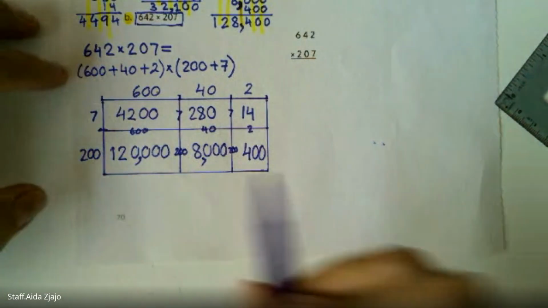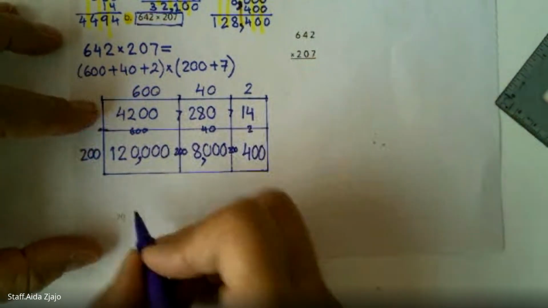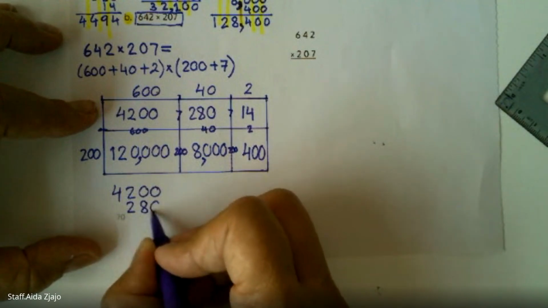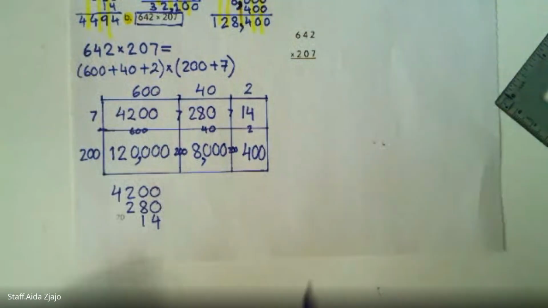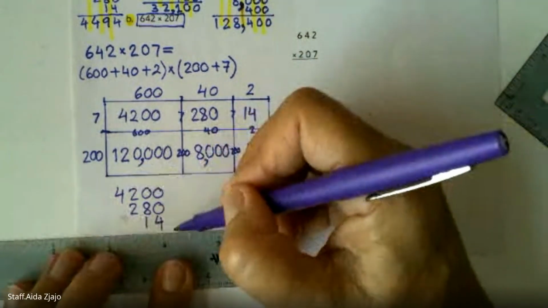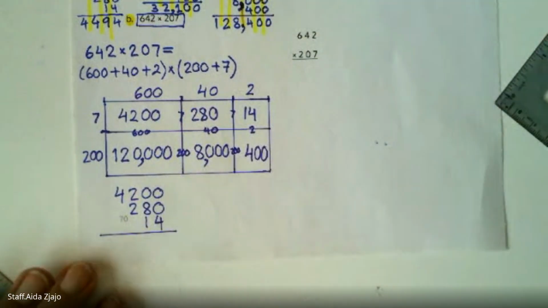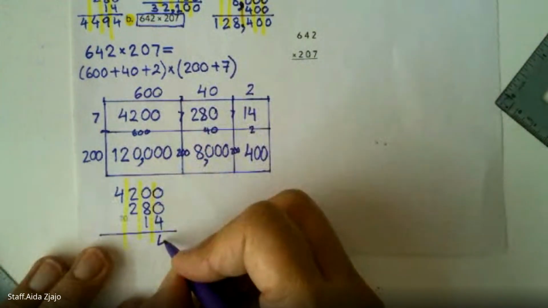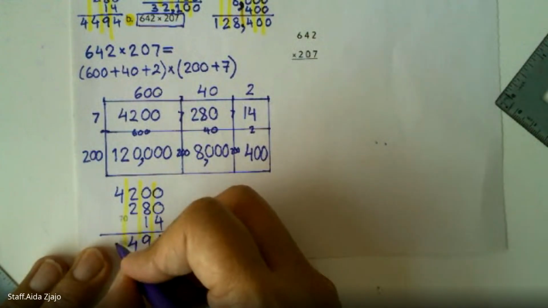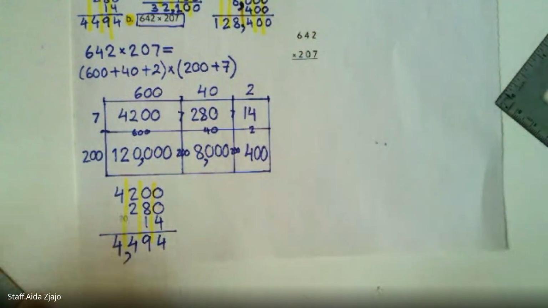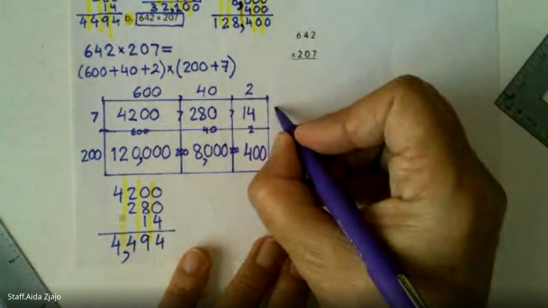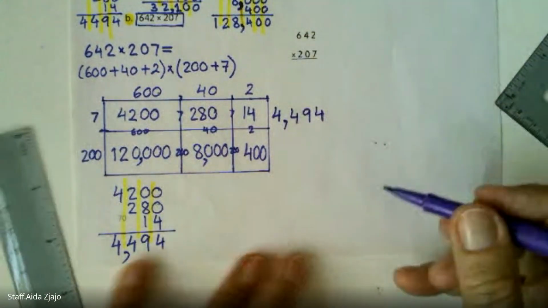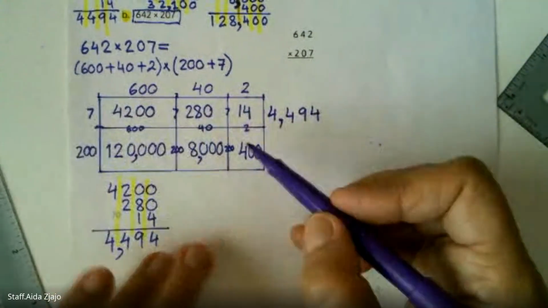So let's see how this adds together. 4,200 plus 280 plus 14. Okay, all right. So 4,494 is this. 4,494. These three areas.